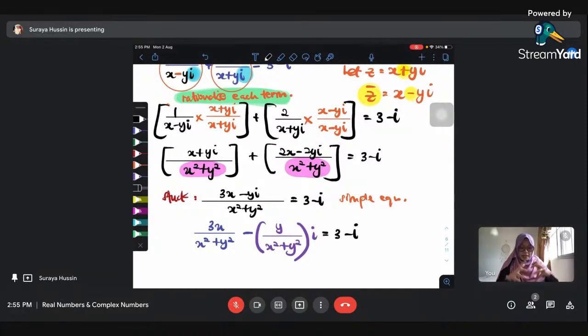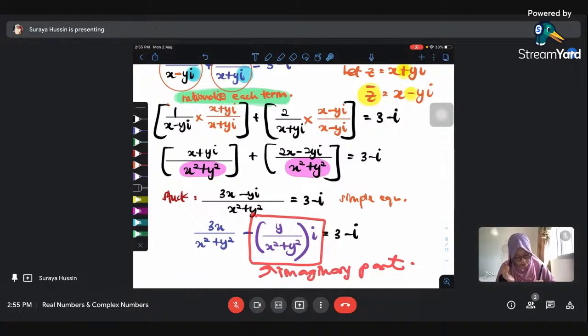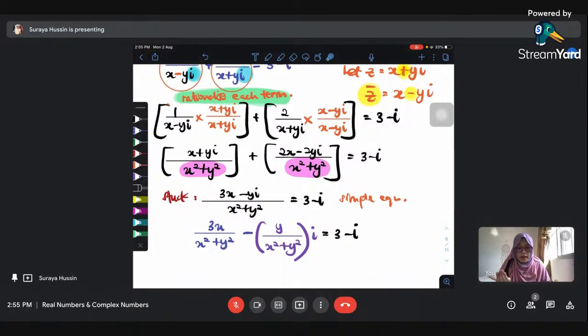See? Saya separate dia menjadi 2 term supaya saya nak bagi diri saya nampak saya ada real dekat sini. Saya ada imaginary part here. And here is our real part. Okay? Bila saya nampak clear real and imaginary, barulah I can compare it with the right hand side part.